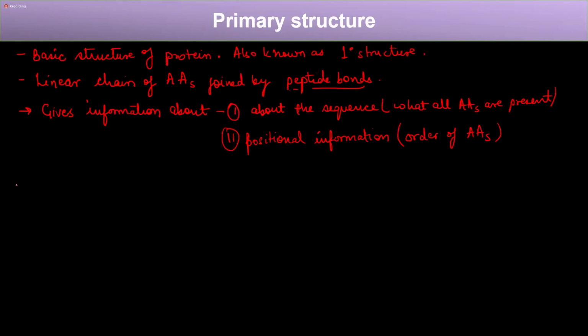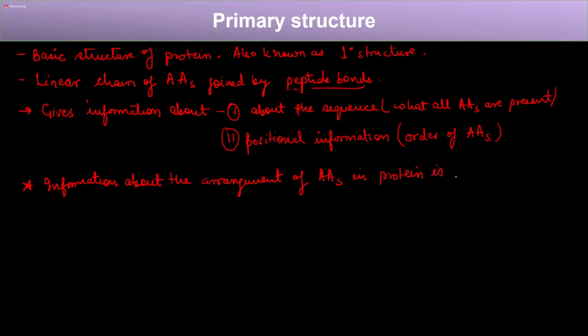Now, the next question is, how do the amino acids know in which order they have to be arranged? From where do they get this information? The information about the arrangement of amino acids in protein is stored somewhere, and it is stored in DNA.